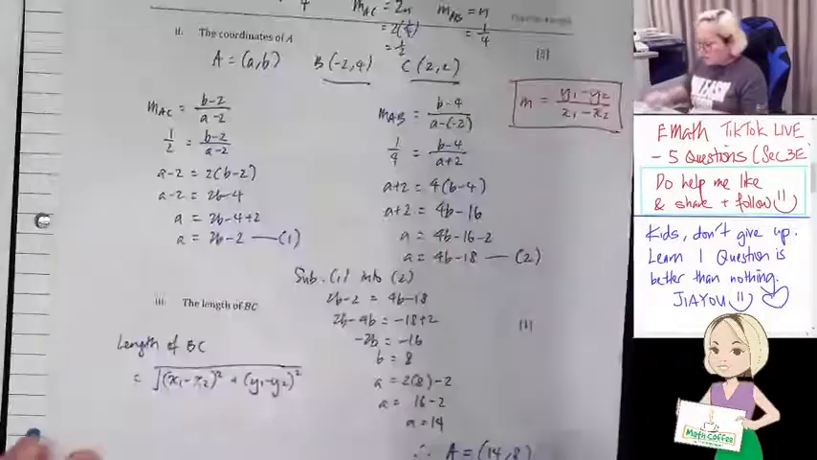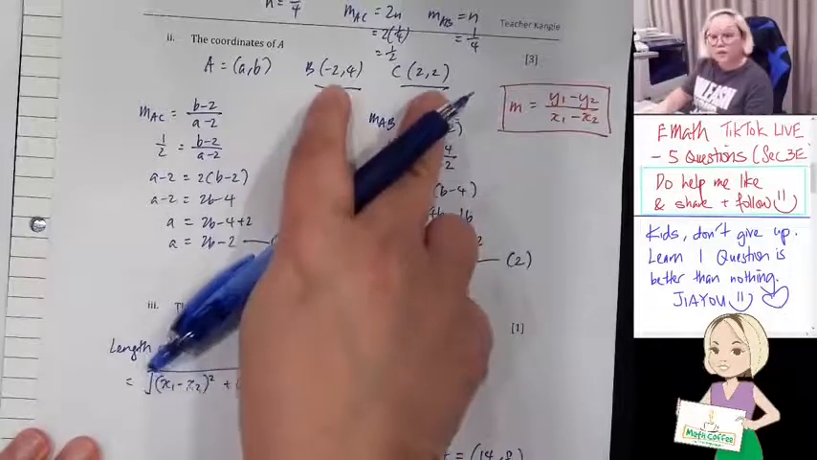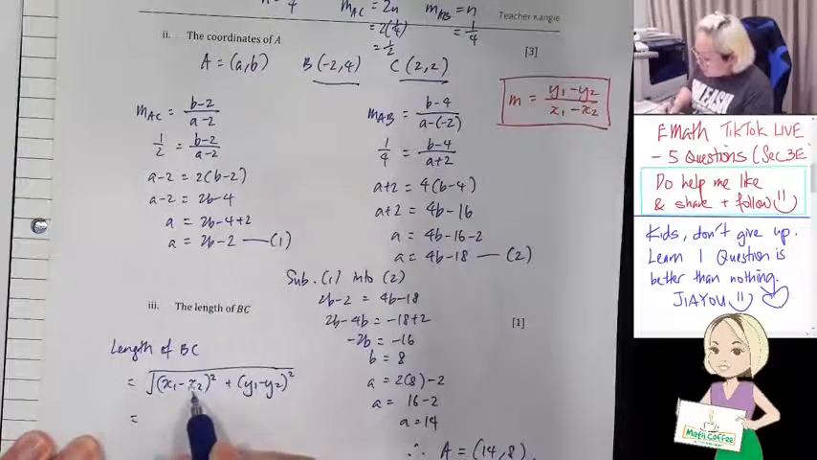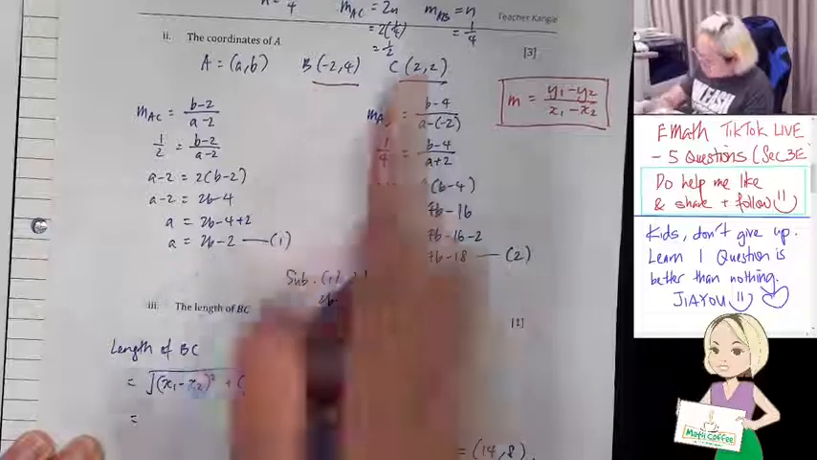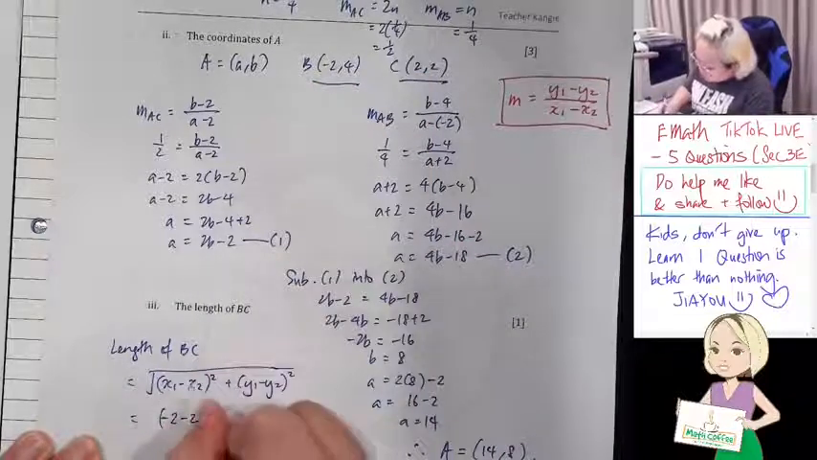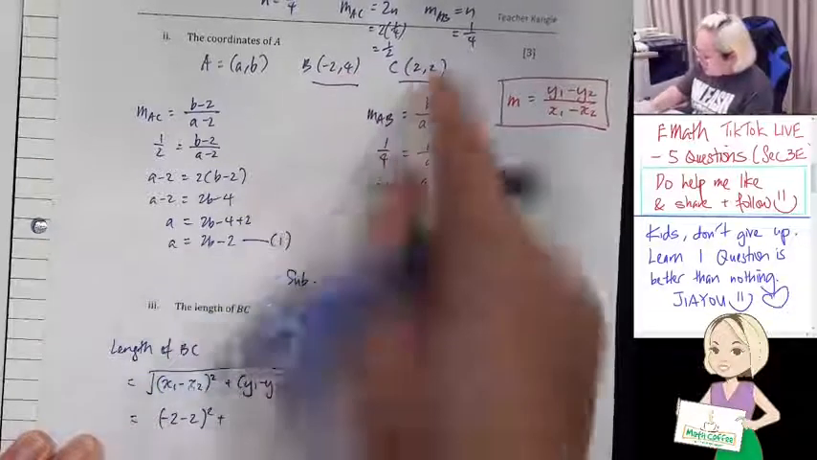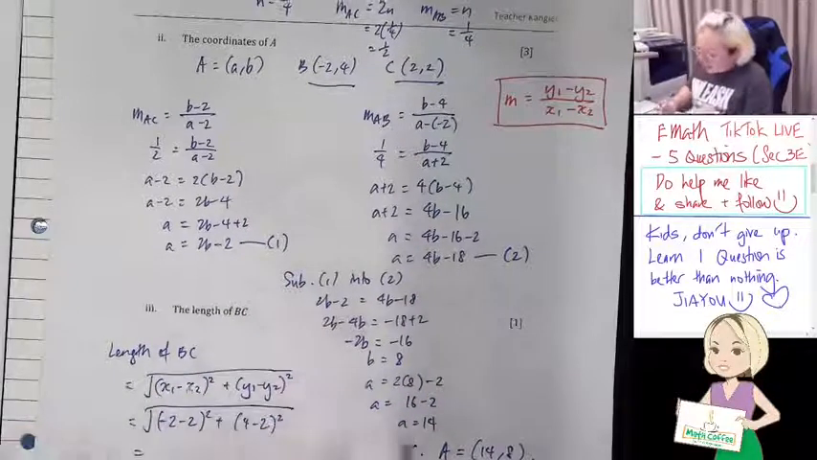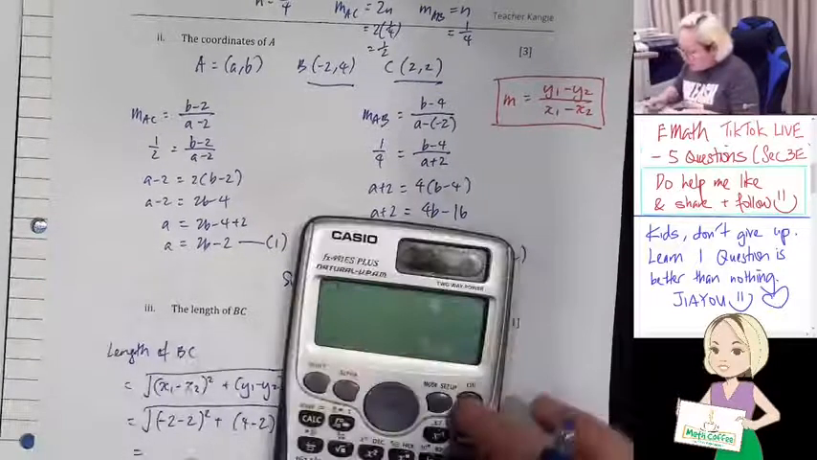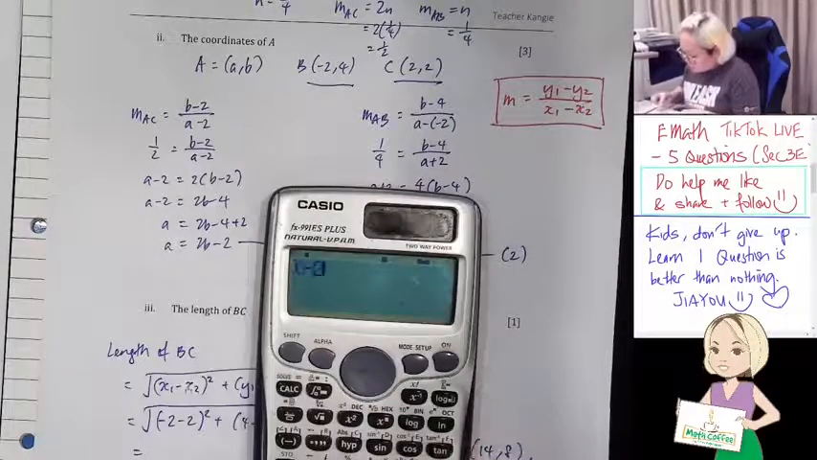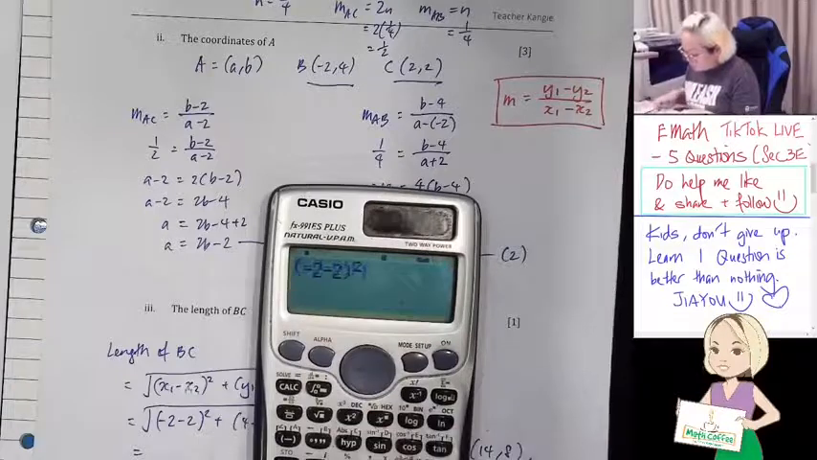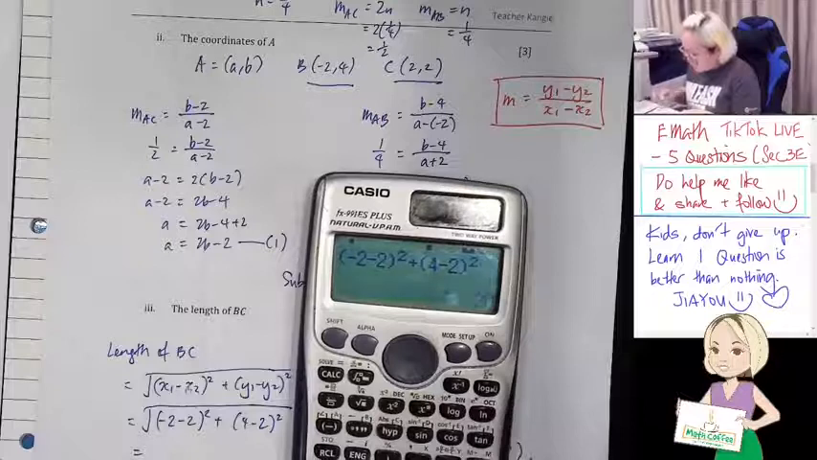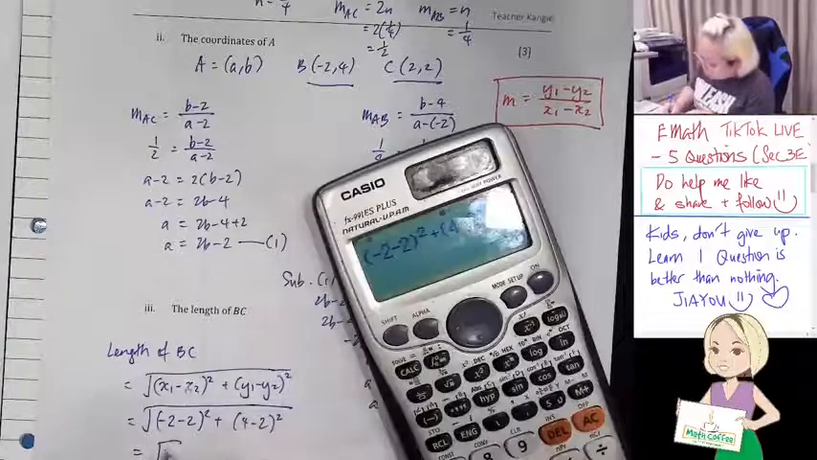Okay, so let's continue. BC I will refer to here. So x1 minus x2, that means I will take minus 2 minus 2. So (minus 2) squared plus (4 minus 2) squared, and then after that square root. Of course I press the calculator. Bracket minus 2 squared plus 4 minus 2 squared, I get 20. So I get square root 20.